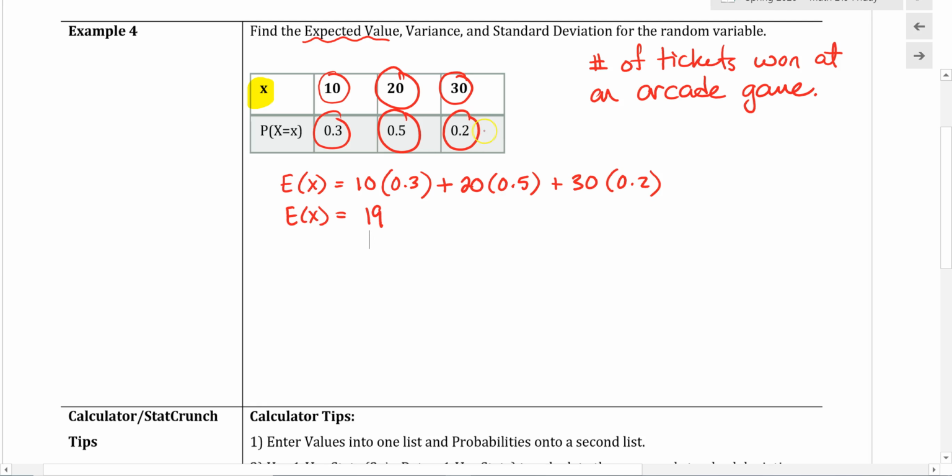So what the heck does that mean? I can't win 19 tickets, right? I can only win 10, 20, or 30. But if we were to interpret that, that means that over the long run, every time we play the game, we expect to average a win of 19 tickets. I mean, I'm going to win either 10, 20, or 30, but over the long run, it averages out to 19 tickets per game.